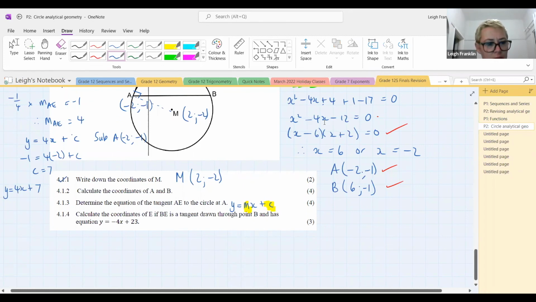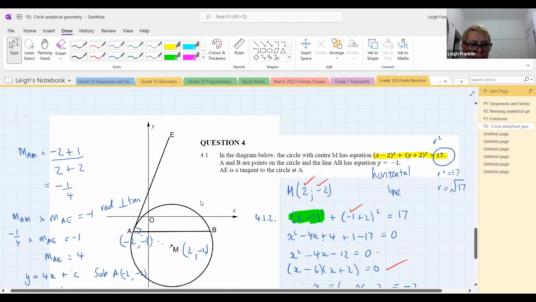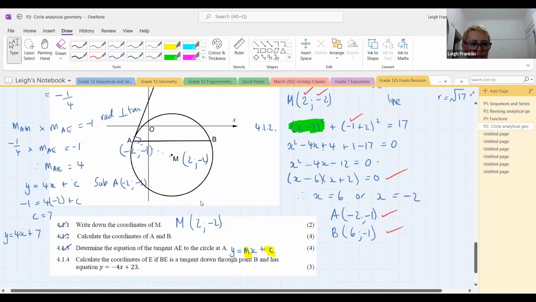Okay, so we've done this, we've done this, we've done this. Let's get the last one sorted out and then we can all go. All right, so calculate the coordinates of E, if BE is a tangent drawn through B and has equation y equals -4x plus 23. How do you guys think we should answer this question? What do you think we should do?